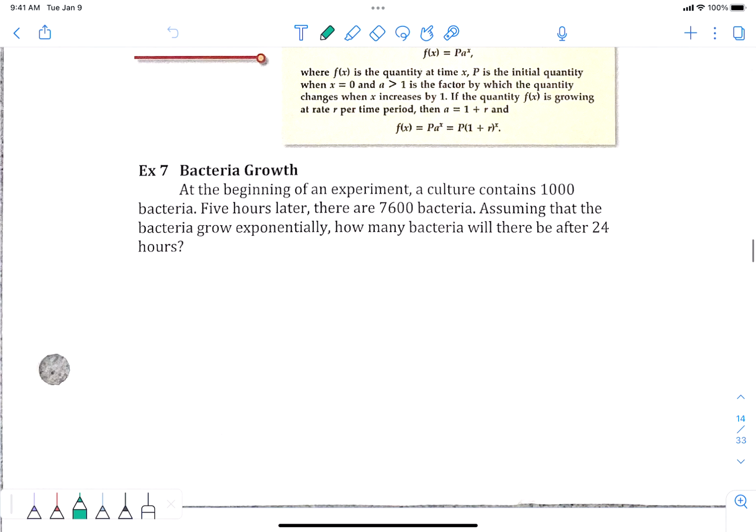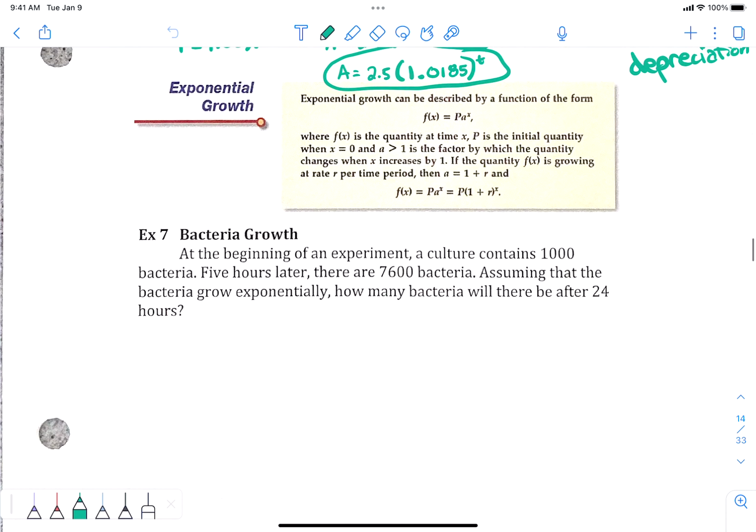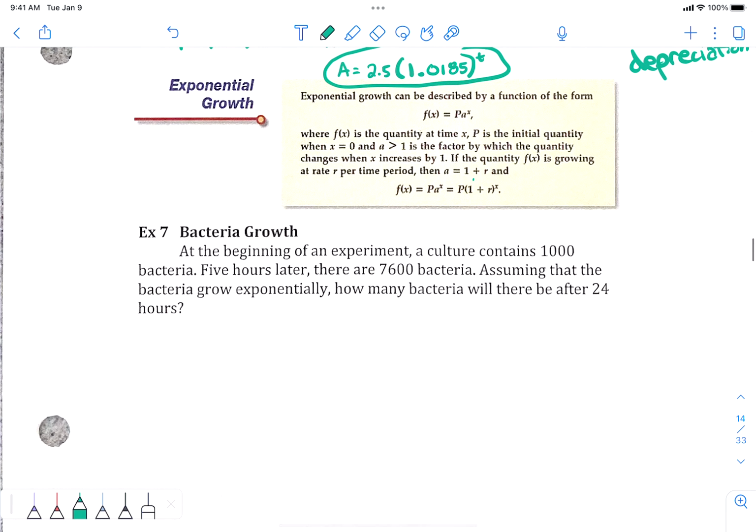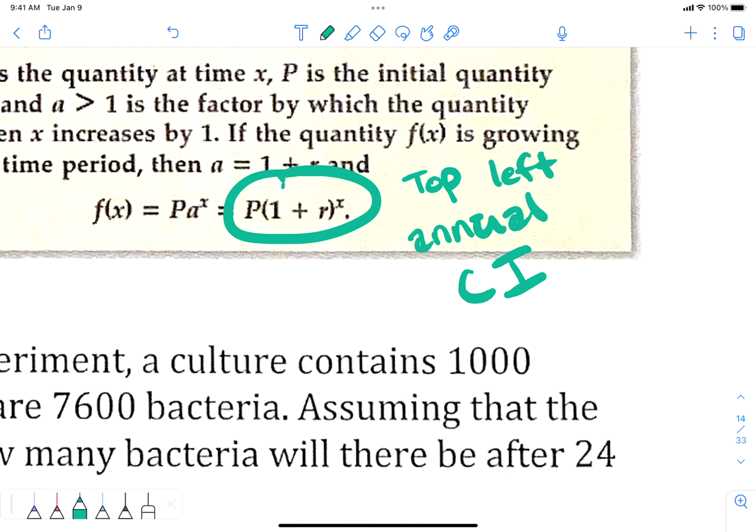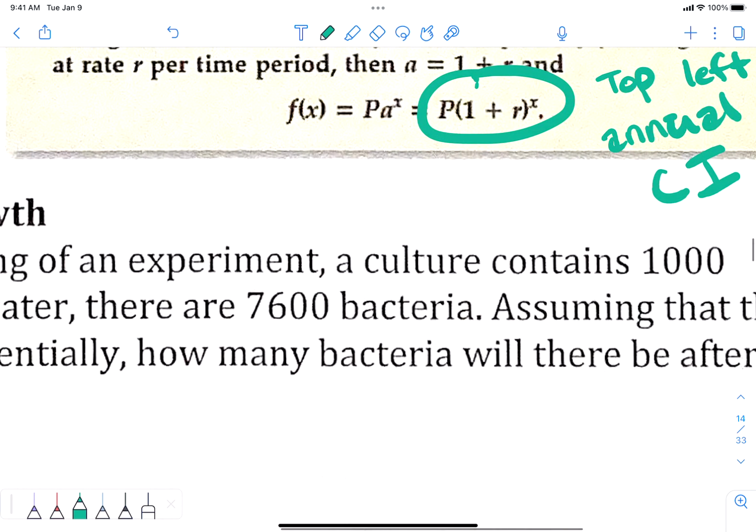Okay, so example 7 is going to be based off of the annual, the top left, if you need to write that down. This is the top left equation on your note card. This is for annual compound interest. Annual compound interest, that's the formula that we're going to use for this next example.